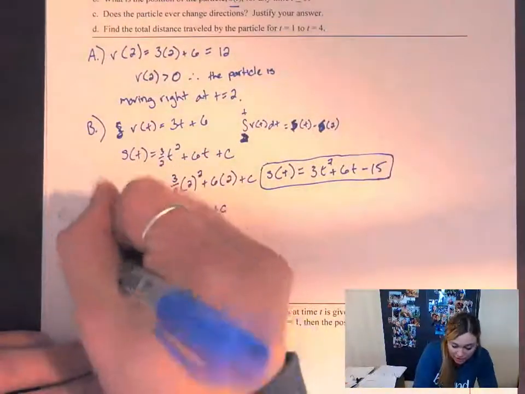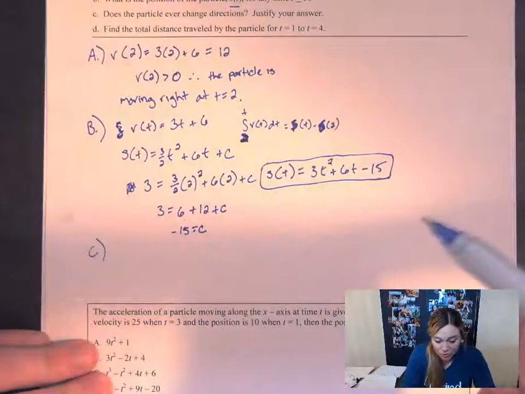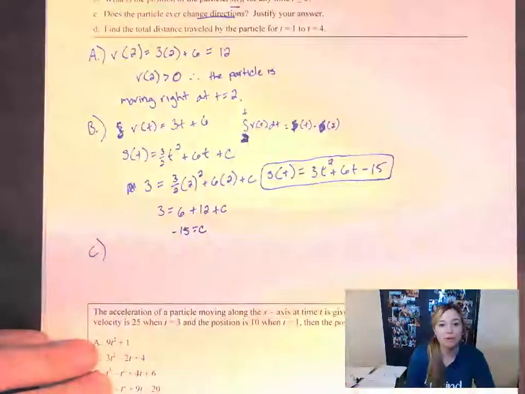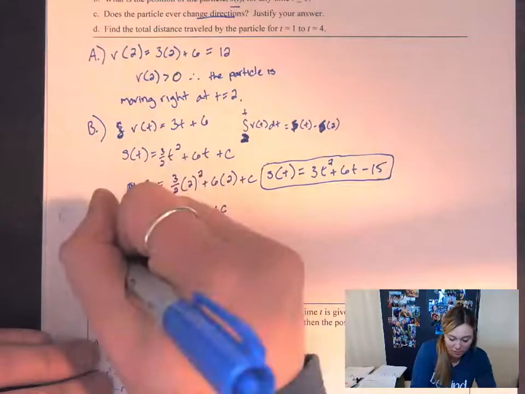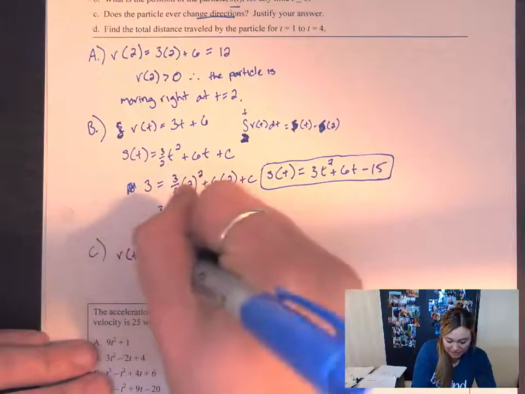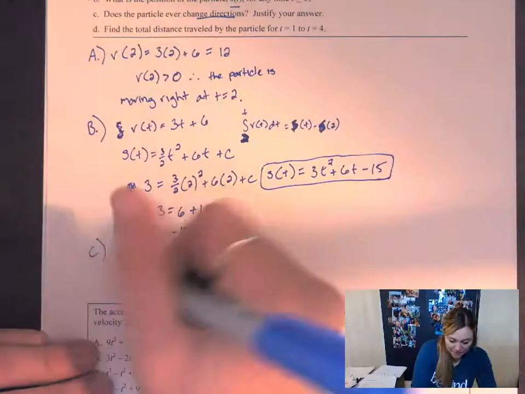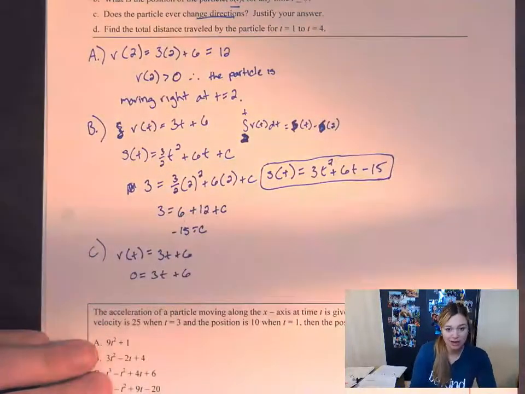Okay, we did B. Oh, sorry. And part C, does the particle ever change directions? So remember, changing directions means that velocity would change signs. If velocity is positive, the particle is moving to the right, negative, moving to the left. So I need to see velocity, which is 3t plus 6. I need to see, is there ever a time where it's changing sign, meaning going from positive to negative or negative to positive? So I'm setting velocity equal to 0.